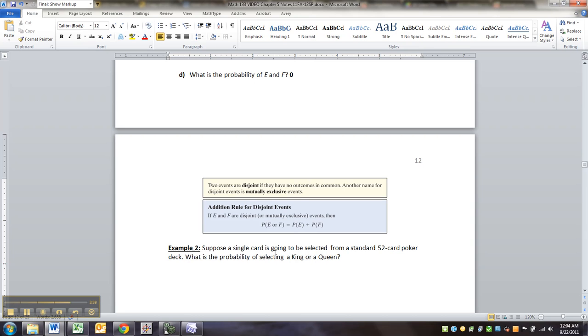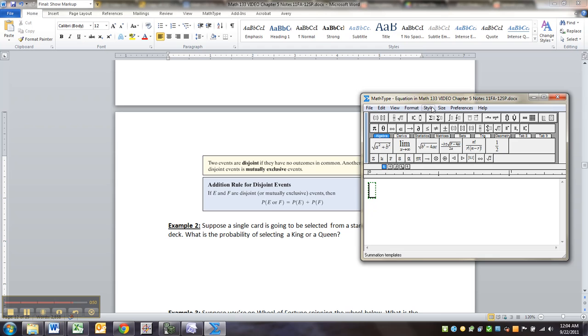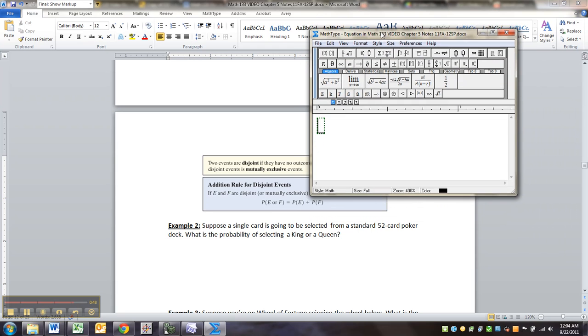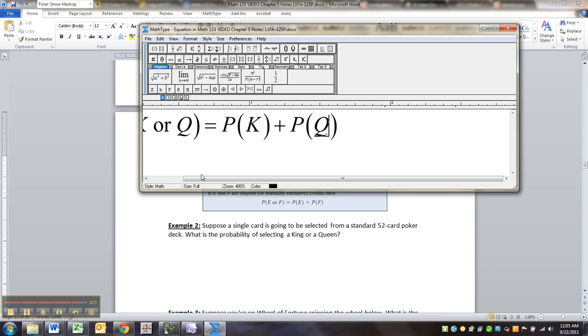The addition rule for that says if you have events E and F that are disjoint, aka mutually exclusive, then the probability of E or F is equal to the probability of E plus the probability of F. Now, for the sake of our poker cards, what's the probability of a king or queen? That's the probability of a king plus the probability of a queen, because once you have a king, you can't have a queen, and vice versa. They're mutually exclusive. They're disjoint.